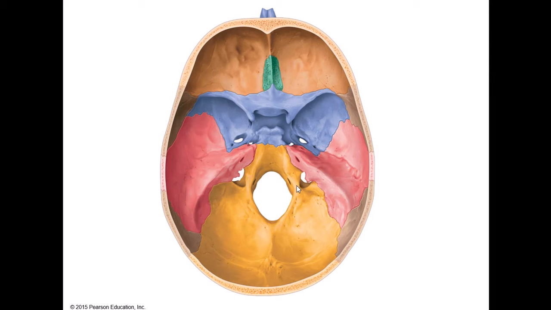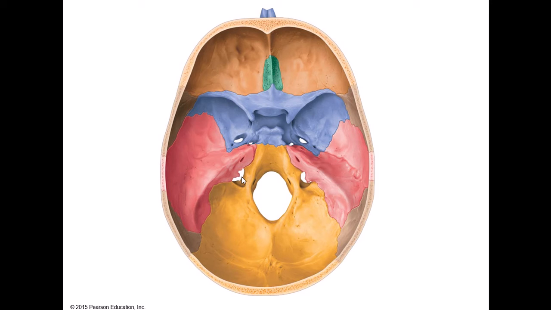Then jump off to the side a little bit. You're going to see two kidney bean foramen right here, and then over here. These are the jugular foramen. Right, this is where our jugular vein goes. It's actually called the internal jugular vein that passes through there.